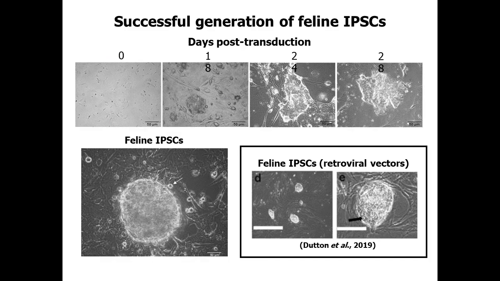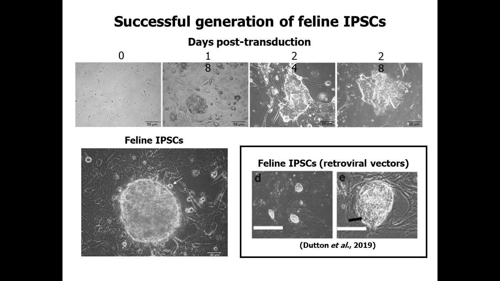So these are our generation of iPSC colonies. So this is day 0, at the transduction. So I think there's some problem with the PowerPoint slide. So this is day 18. We saw mesenchymal to epithelial-like transformation. At around day 20 to 24, we saw emerging colonies. At around day 28, these colonies were ready to transfer.